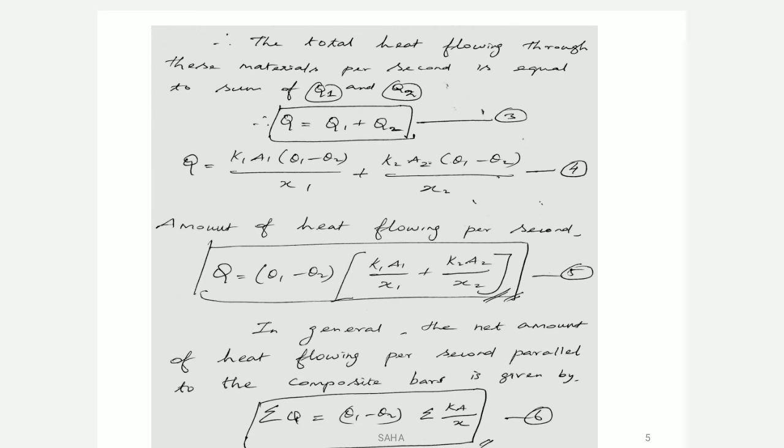Equation number 5 is for 2 bars, but equation number 6 is for any number of bars. So that is the general equation: summation of Q is equal to (theta 1 minus theta 2) into summation of KA by x. That is the common general equation for the heat flowing through metal bars placed in a parallel position.